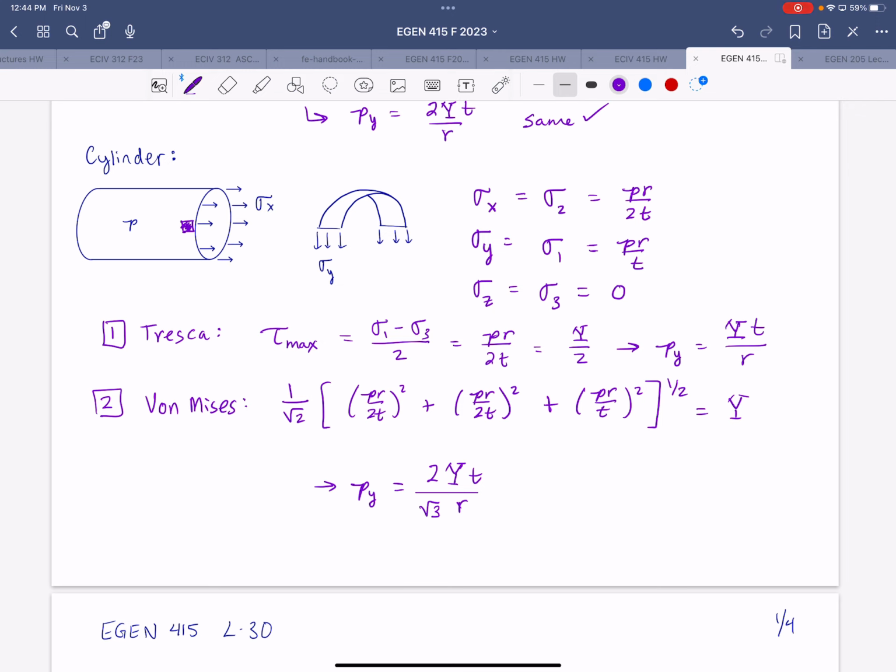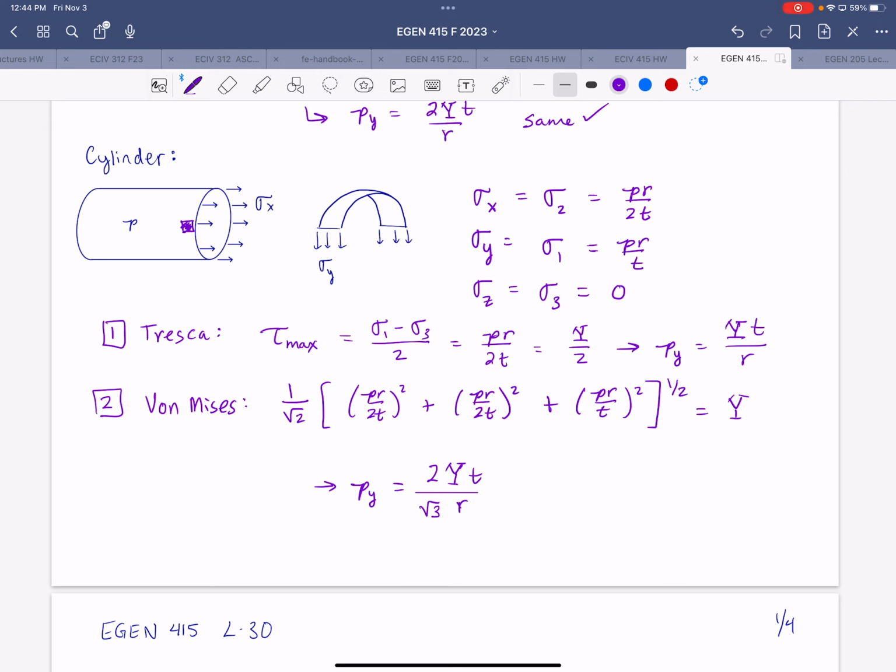So, two different results, right? And in this case, the Tresca criteria gives us a more conservative result, because it's telling us that yielding is going to occur at a lower stress value compared to the von Mises criteria. The 2 over square root of 3 is larger than 1. So the Tresca criteria tends to be more conservative.